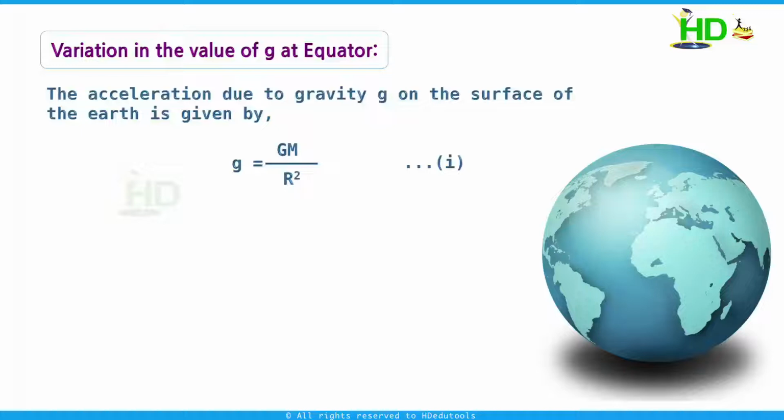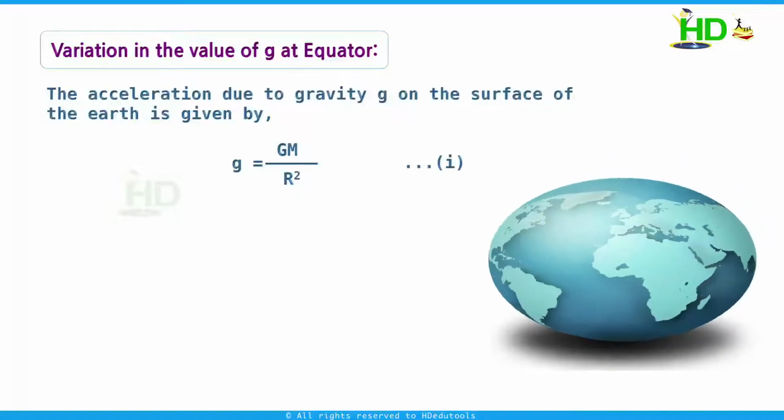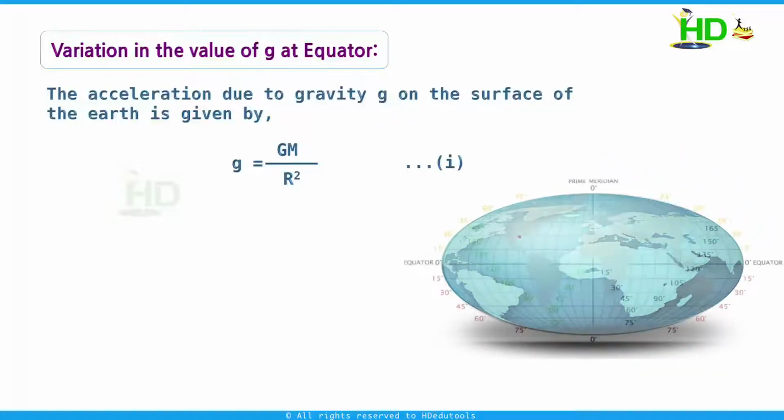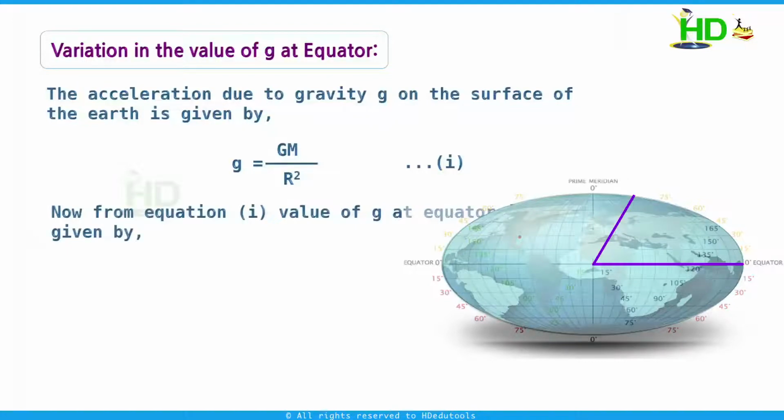But Earth is not a perfect sphere. It is an elliptical shape, as we are seeing in the figure. Therefore, the radius of the Earth is not constant throughout. The value of g is different at different positions. The equatorial radius of the Earth is high compared to the polar radius.